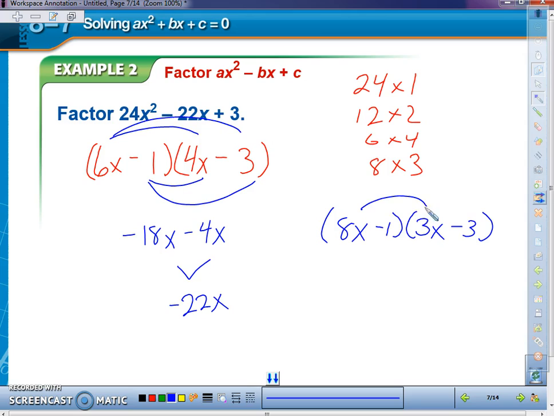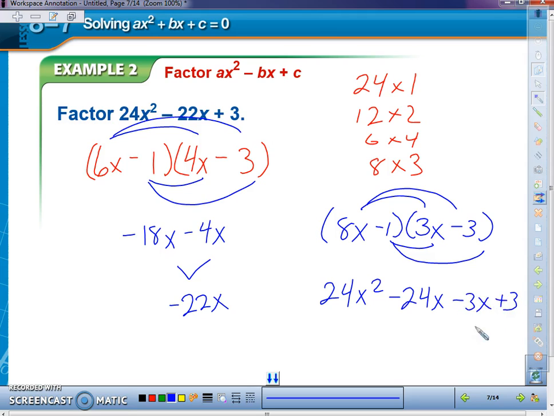Let's just see what it looks like when you get it wrong and you have to go back and try it again. That is 24x squared minus 24x minus 3x plus 3. So when I combine it right here, I get negative 27x. And that's not what I'm looking for. And so I know that something is wrong. Maybe the 3 is in the wrong spot and the 1 needs to switch. Or maybe it's one of these different factors up here.